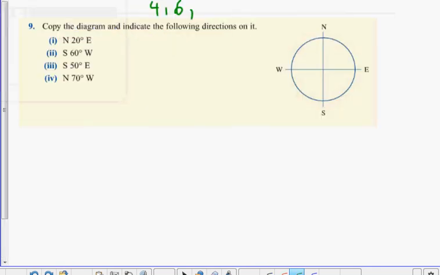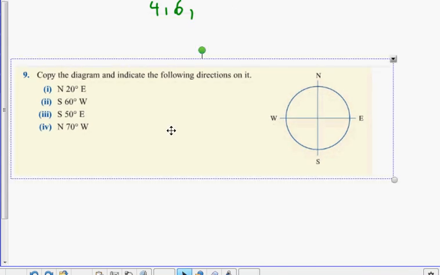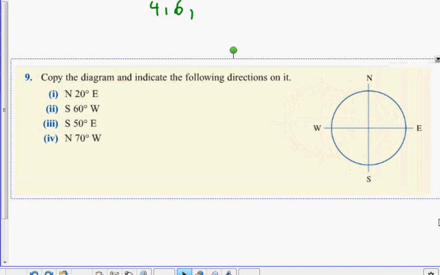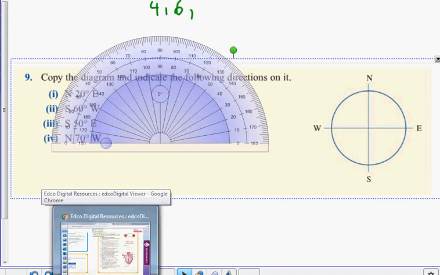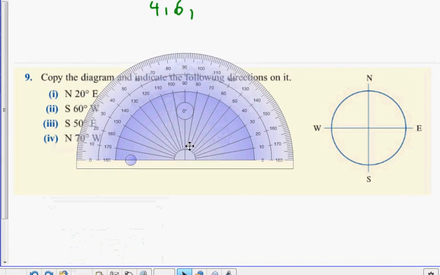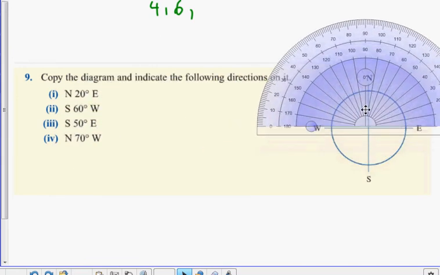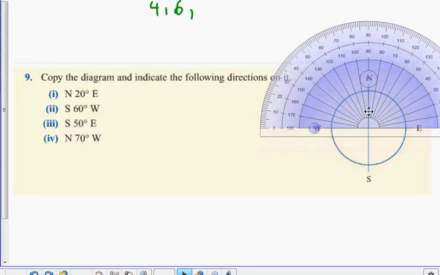Now, what you're asked next is, hopefully some of you know this already. It's about how you get angles like north 20 degrees east, and then another example would be south 60 degrees west. Well, if you really want to do it accurately and you're in a test and it really wants it accurate, you've got to take out your protractor. Once you take out your protractor, you're then going to line it up at 0, 0, like so.